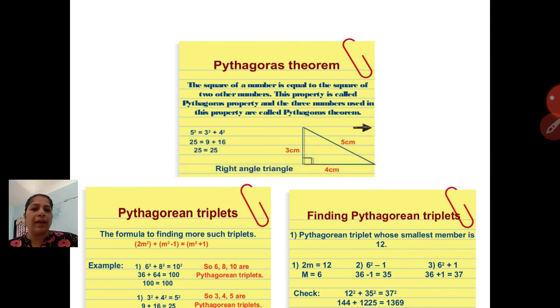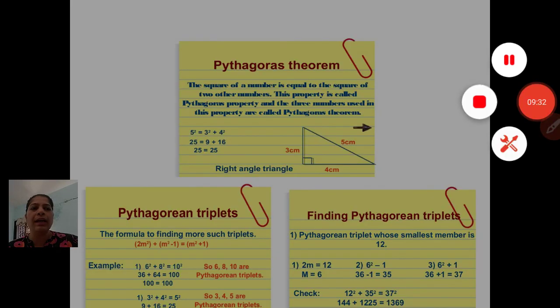So in this way we have completed nearly all the properties. In the next video we will revise the method of finding the square roots of the following numbers.